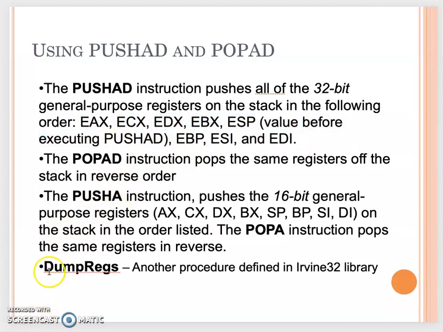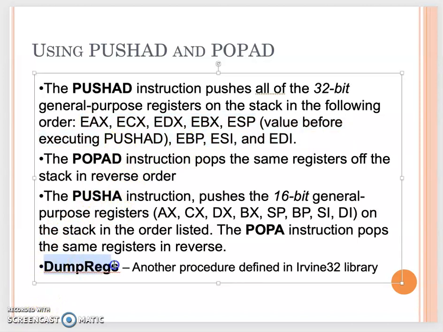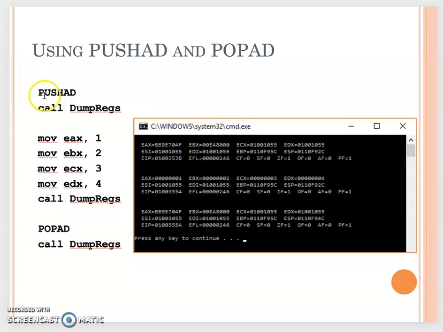So the next example will show you DumpRegs. That's another procedure defined in the Irvine32 library. When you call DumpRegs, it will display all the register information in the console. For example, you see here, we push AD to push all the registers onto the stack. Then you call DumpRegs. That's why you see it displays all the registers and even the status flags.